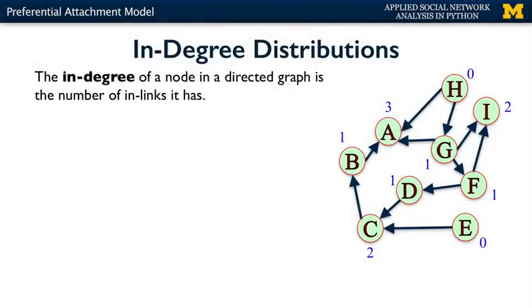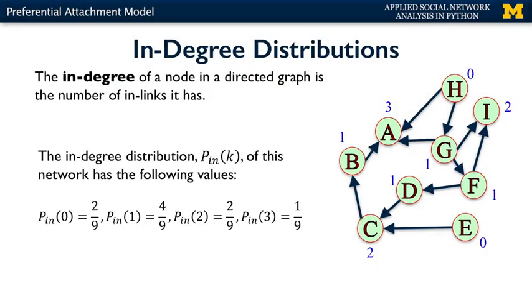And so usually we look at the in-degree. And in this case, if we look at the in-degrees, this is how they're distributed. And if we look at the in-degree distribution, say P_in(k), that degree distribution would have these values. So we have P_in(0) is 2/9 because 2 nodes have in-degree 0. P_in(1) is 4/9 because 4 of the nodes have in-degree 1, and so on.